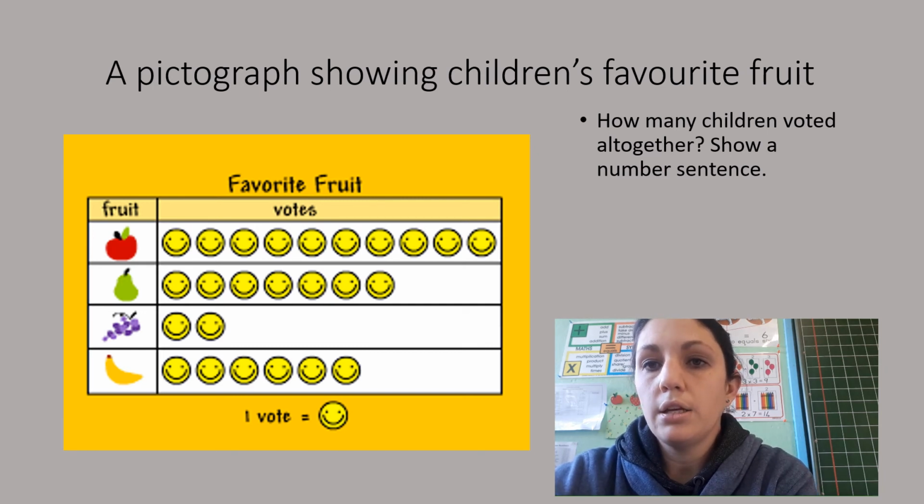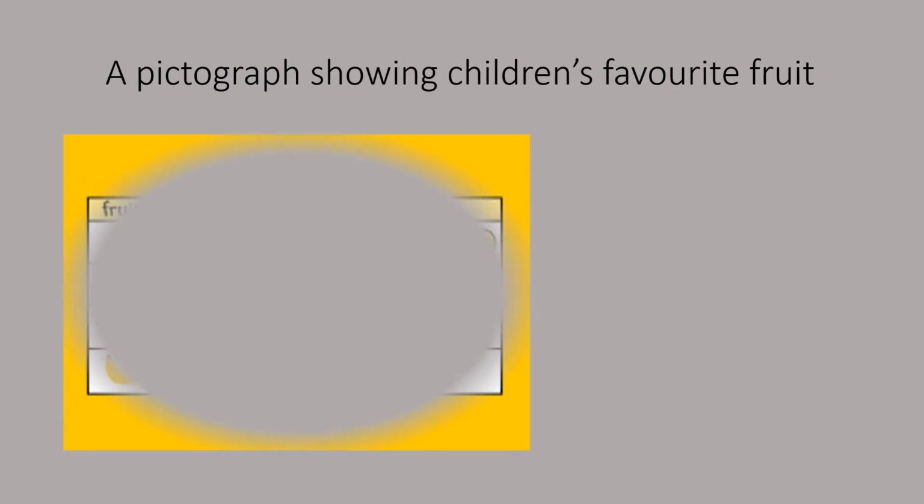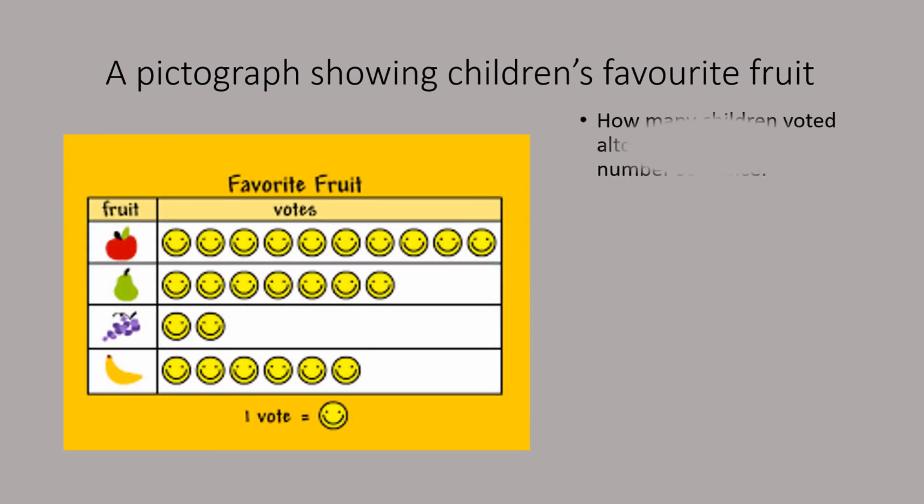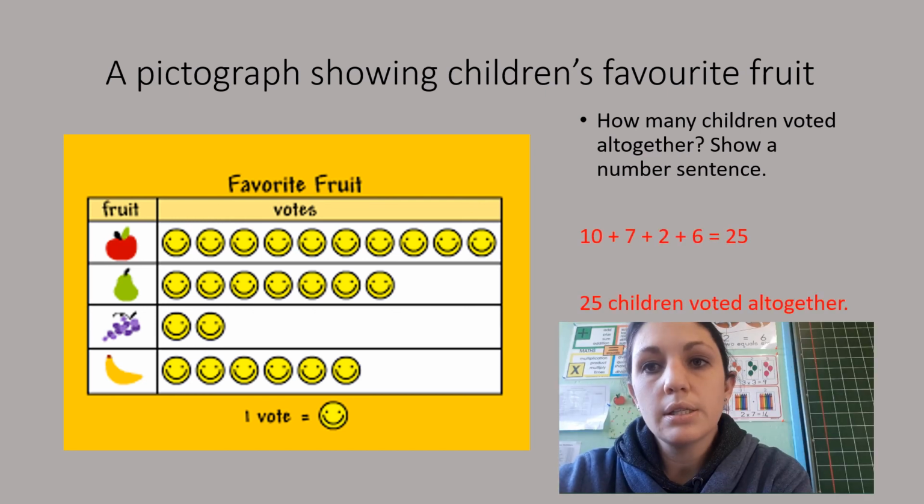So you're going to add each smiley face, and you're going to say the number of children who chose apples, the number of children who chose pears, plus the number of children who chose grapes, plus the number of children who chose bananas, and you'll add them all together and you'll get an answer. Right, and hopefully your answer looks like mine, where I said 10 plus 7 plus 2 plus 6, and my answer there was 25. So 25 children voted altogether.